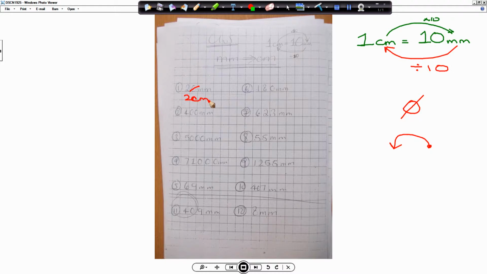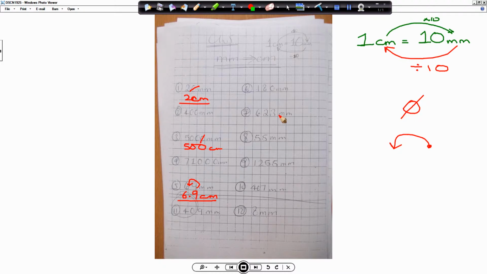2 centimeters. 5,000 millimeters divided by 10. That gives us how many centimeters then? 500 centimeters. 69 millimeters. Now, Mr. Ali, where's the decimal point? The decimal point is always at the end if they haven't given you one. So you move one place back, copy everything down, drop the decimal point, 6.9. That's actually a 9 by the way, sorry. This hasn't printed properly.